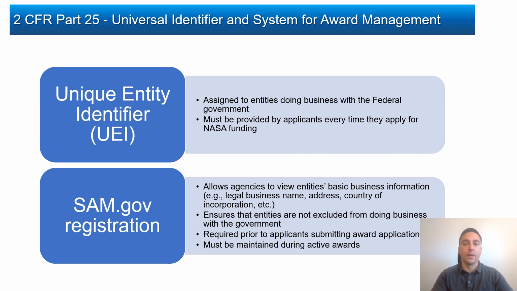The requirement for entities to register in SAM.gov allows agencies to view their basic business information and to ensure that entities are not excluded from doing business with the government. Applicants must also register with SAM.gov prior to submitting an award application, and they must maintain SAM registration while they have an active award.